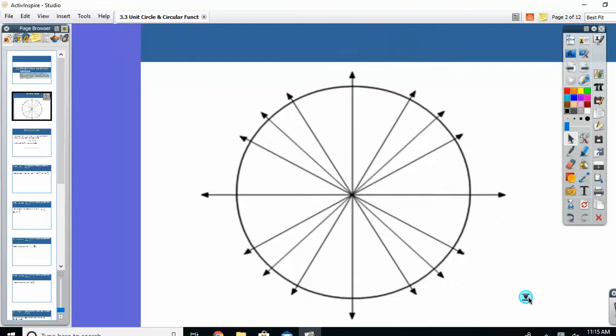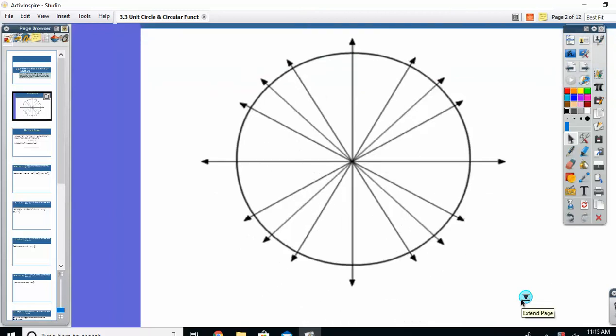Okay, so on this circle, the first two things we have already done. It's what you did yesterday, that's our degrees and radians. So I'm going to add those on here first. For my degrees, you can put 0, you can put 360, but you have to put a degree symbol.